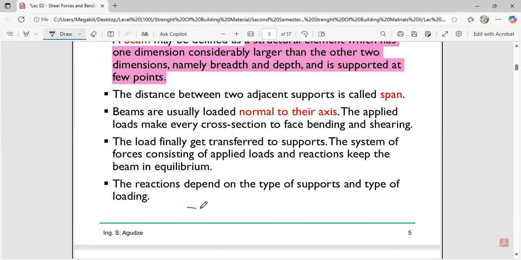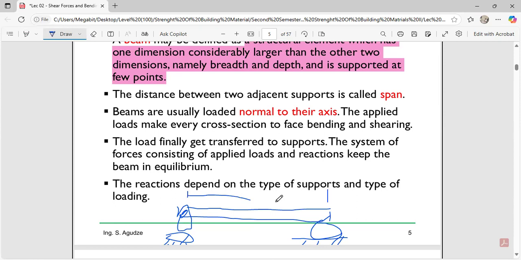That is, if you're having a beam like this, and let me say you are having a support such as, let's say, this is a hinge support, and then at the other end you have a roller support. So this can be just known as a simply supported beam. The distance between the hinge support and the roller support is known as the span. That is the distance from here to here. That is what we call the span.